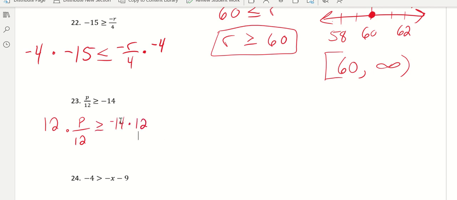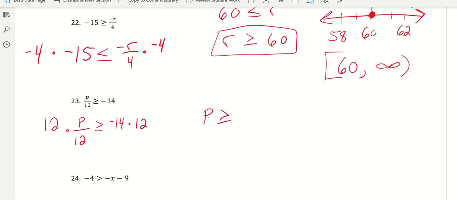Again, Mr. Rivers, there's a negative number on the right side. Don't we need to flip it? No, no, no, no. What are we doing? We are multiplying by a positive number, so we don't flip the sign. 12 divided by 12 is 1. We're left with just P. It's greater than or equal to.